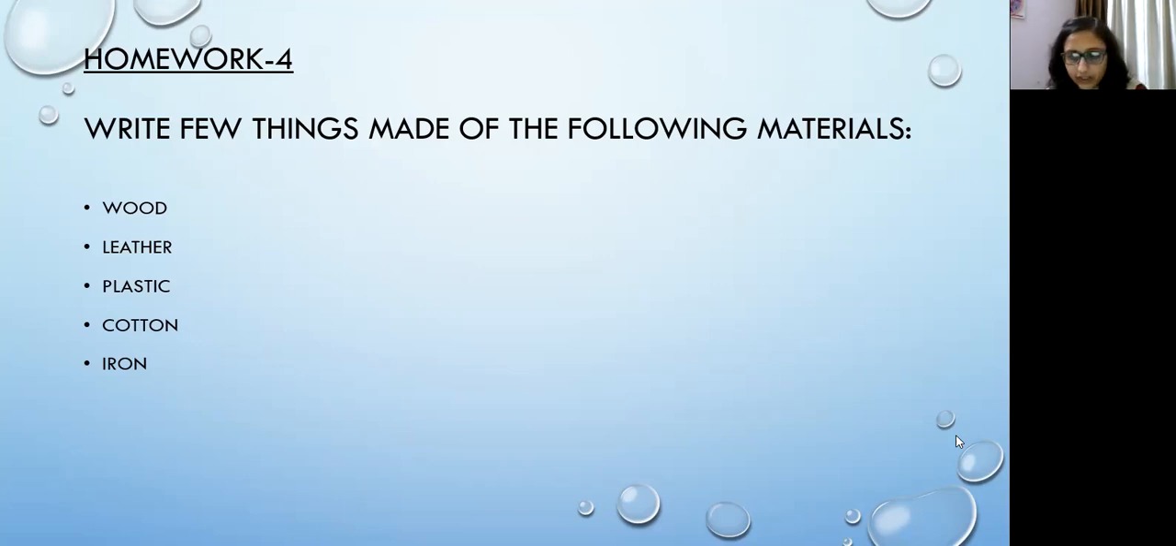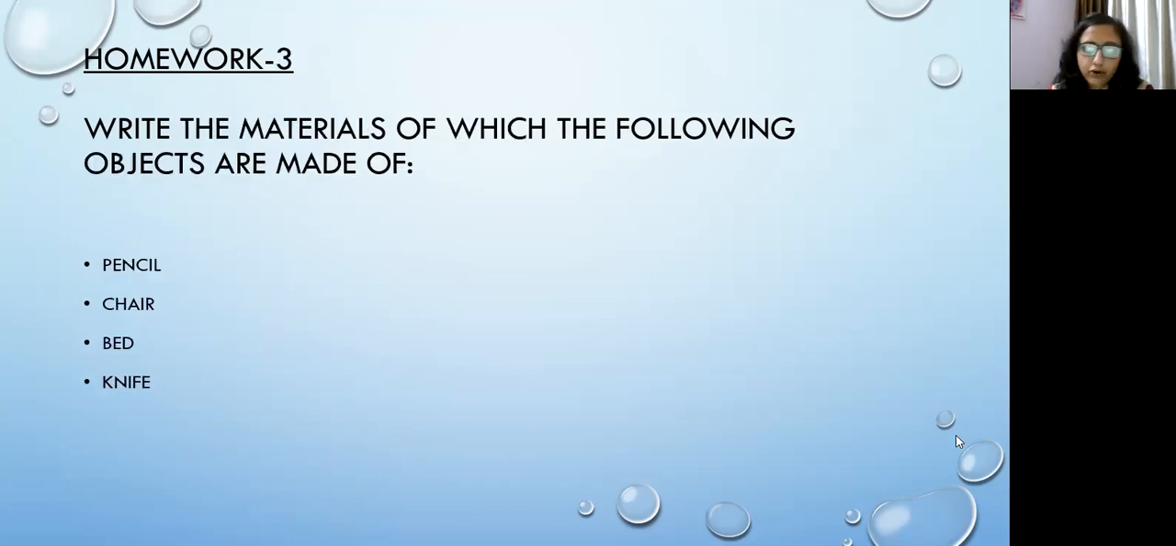Now you have to name the objects which are made using this wood. So what can you write? You can write table, chair, door, box, or any other thing which can be made using wood. So you can just mention few objects and separate them using commas. Okay, so like this you have to do.